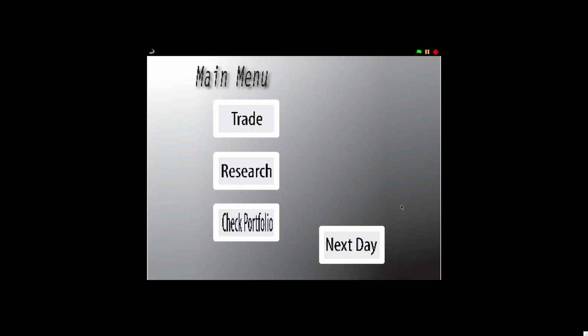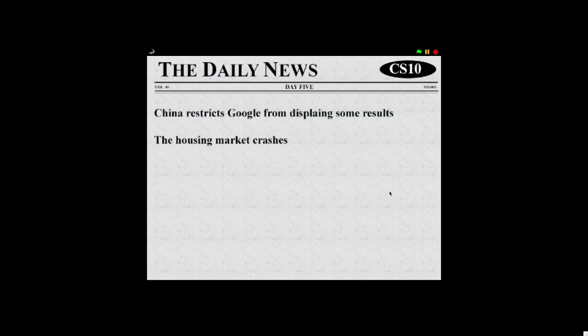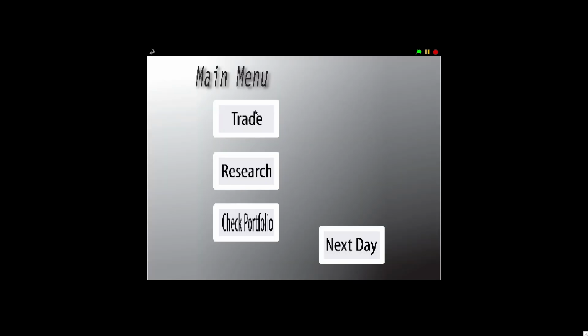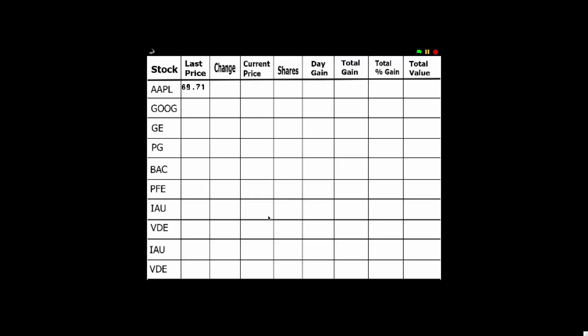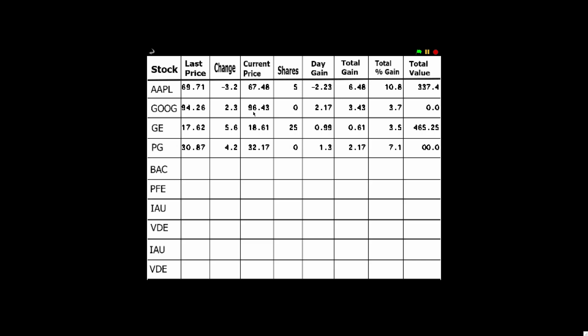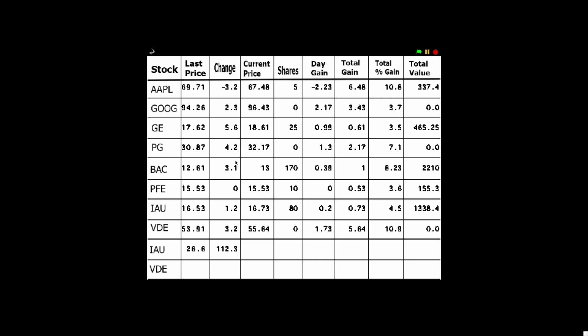Okay, main menu. We're going to the next day. So this is the last day, but it says the housing market crashes. So we should probably, let's check our portfolio first. Let's see the increases. Oh, Apple did go down, so that was good. We sold a lot of those. Bank of America went up. That was a good call. Oh, would have been good to invest in the gold.